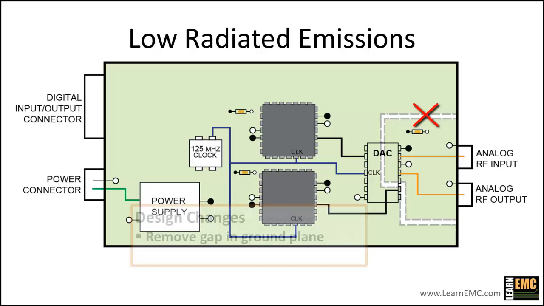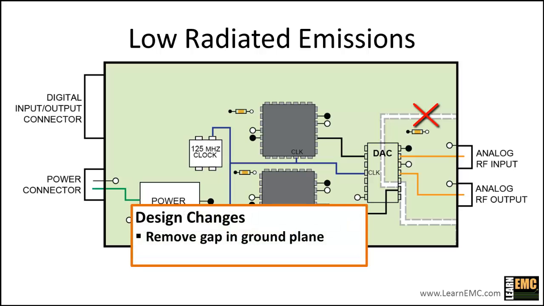Our first change in the design will be to remove that gap in the ground plane. In the new layout, our ground structure will be a solid plane and will reference all potential radiating elements to that plane.